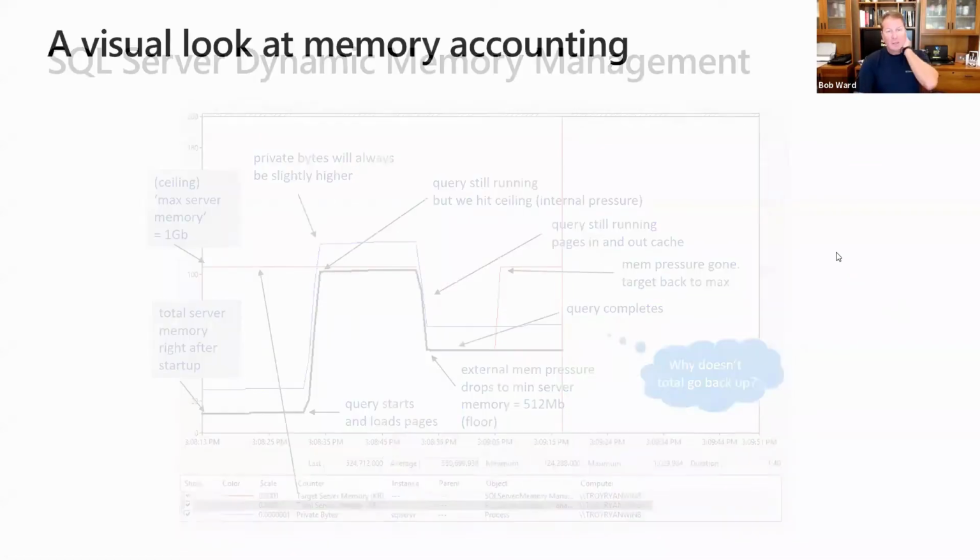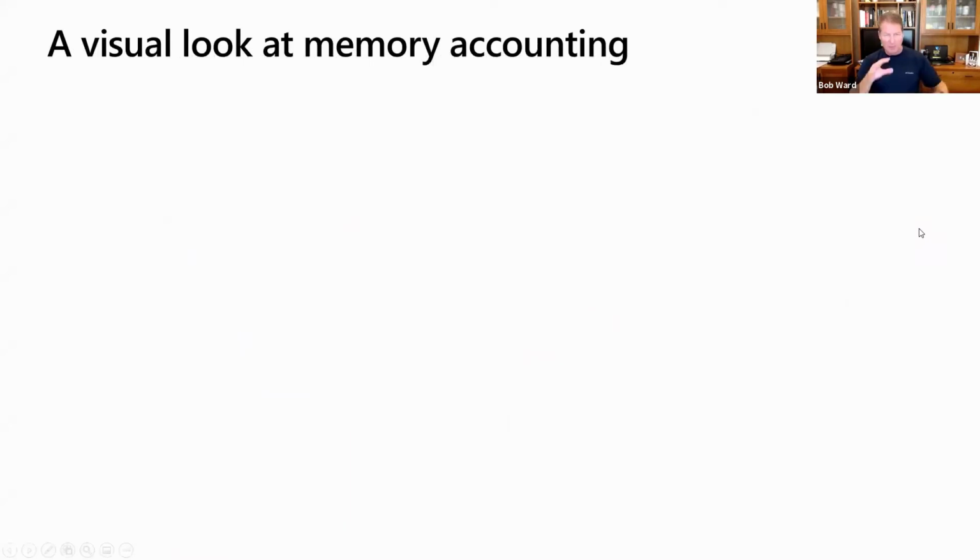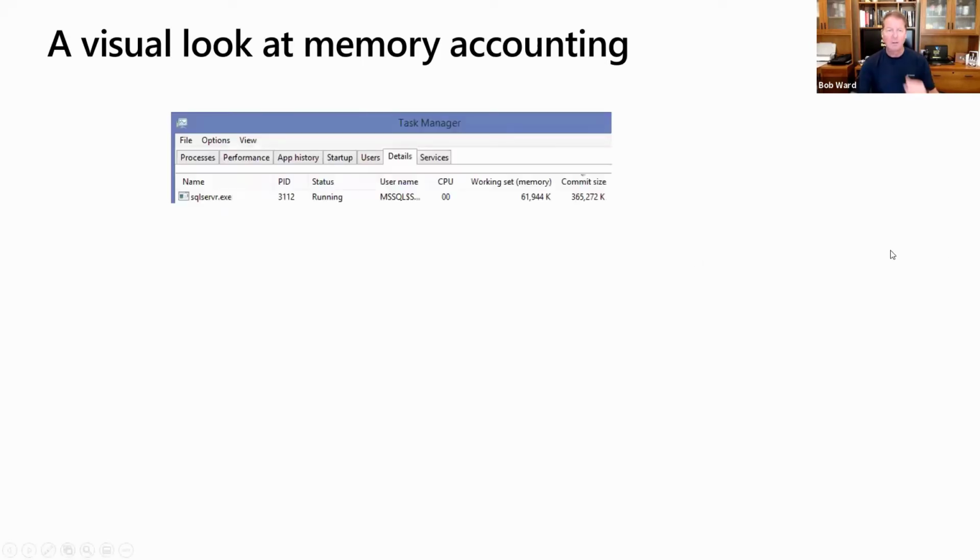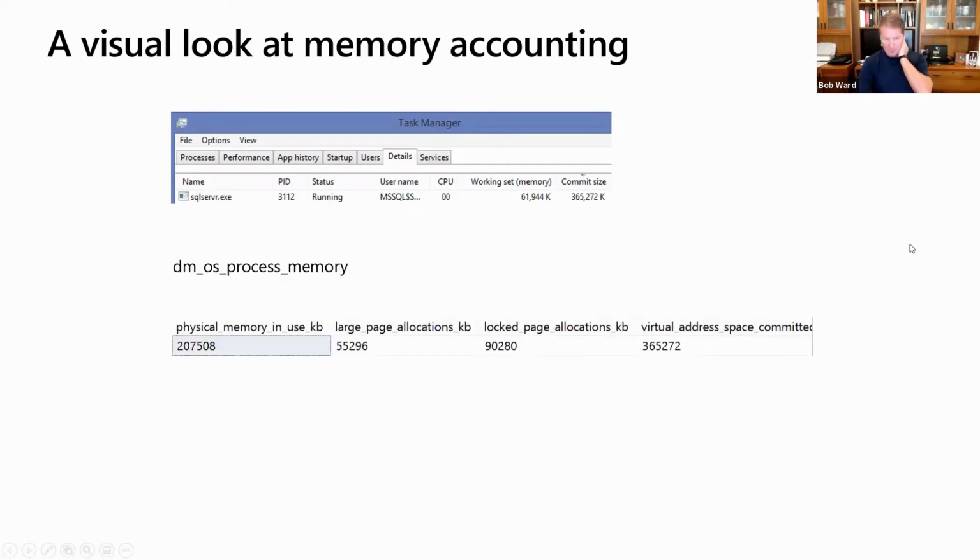Okay, so let's look at accounting a little bit, because you're going to be looking at various counters for SQL Server, and you're going to wonder, how do I put all this together? So first of all, Task Manager is something often looked at as a very quick glance of memory. And notice here, I've got the working set counter for SQL Server. sys.dm_os_process_memory is a DMV that shows you several things. And notice I've actually added some of the counters here to kind of correlate all this together.